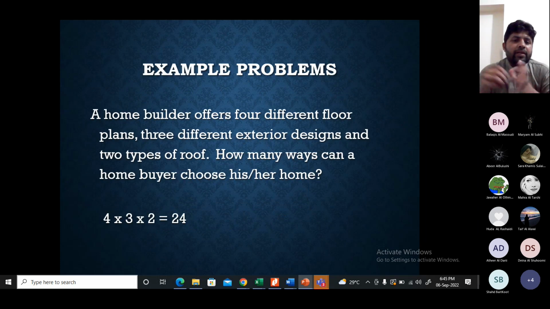So a home builder offers 4 different floor plans, 3 different exterior designs, and 2 types of roofs. How many ways can a home buyer choose his or her home? So you see here, 4 different floor plans, because there are 4 experimental outcomes. 3 for the different exterior designs and 2 for the roof. So this is an example of the multi-step formula.